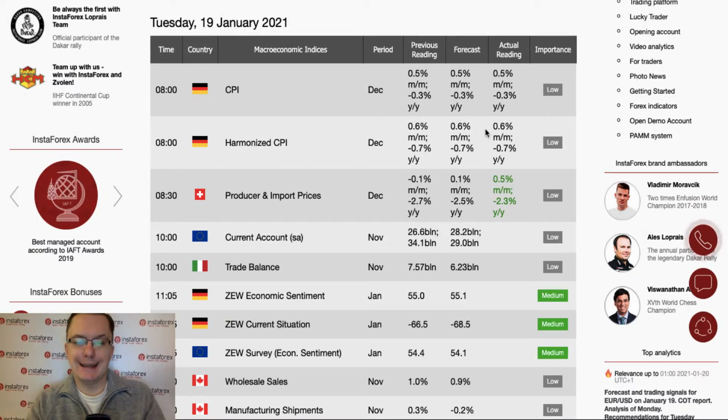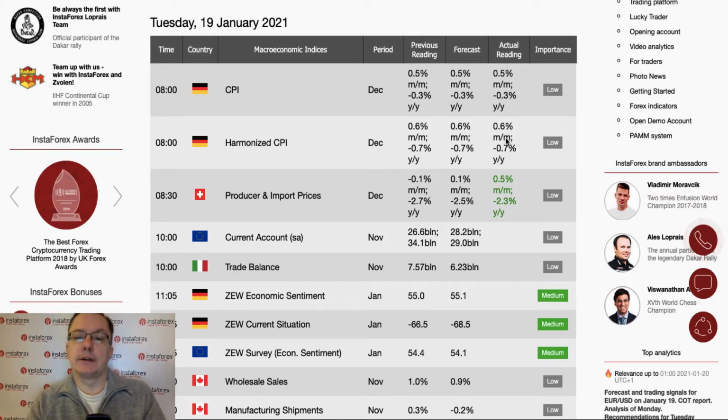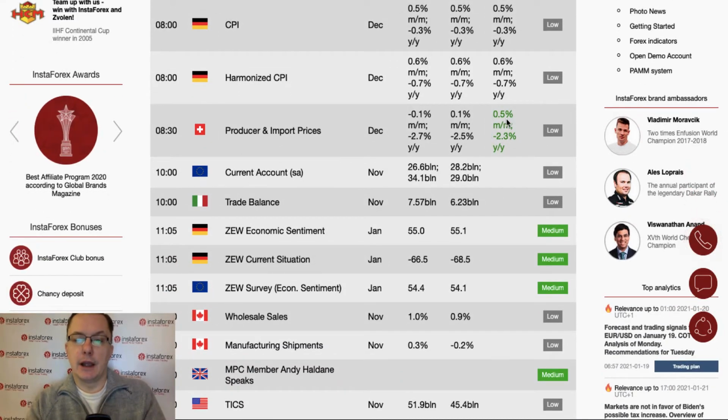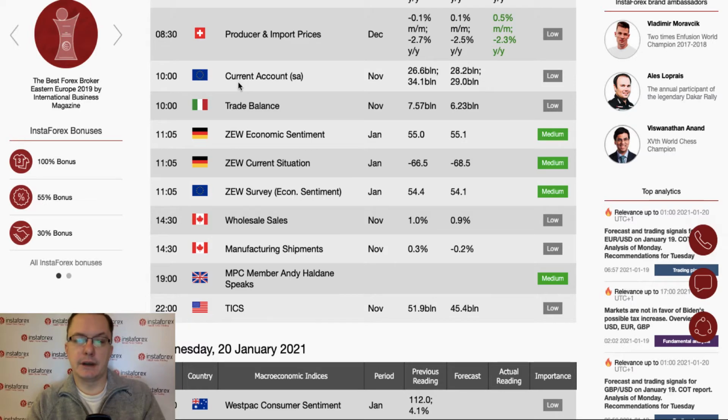We got the CPI data from Germany already released and they were in line with the expectations. So that's kind of good news for the euro, of course. We still have another data release, producer and input prices from Switzerland. As you can see, they were bigger than expected. So the input prices are growing in Switzerland. We still have some current account and trade balance data from the Eurozone and Italy.